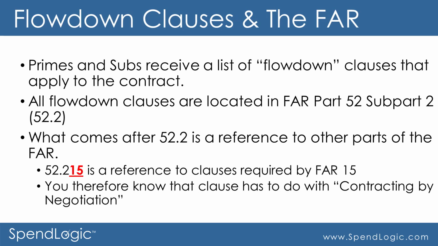We commonly get questions about the FAR as it relates to flowdown clauses. Flowdowns are typically provided to primes and subs at the end of an RFP or contract. Flowdowns are conveniently numbered to correspond to the FAR parts that they reference. Every flowdown, with the exception of agency-specific supplemental flowdowns, starts with 52.2. What comes next is the FAR part that it references. For instance, in alignment with the previous example, a flowdown of 52.215 refers to FAR Part 15.